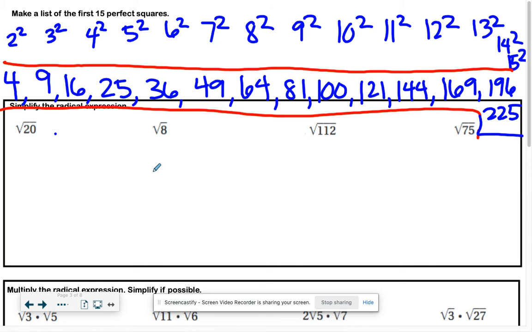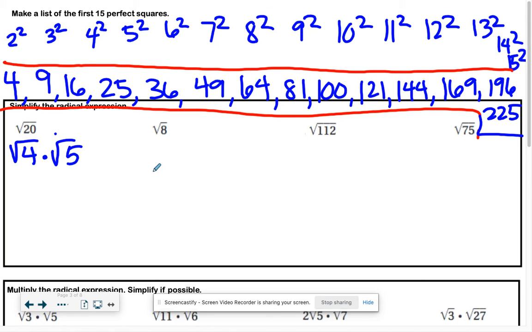What's 20 divided by 16? Do we get a whole number? We want it to go in there evenly. 20 divided by 4. It goes in there 5 times. So now you have the square root of 4 times the square root of 5, because really these two numbers are the same. 4 times 5 is 20.